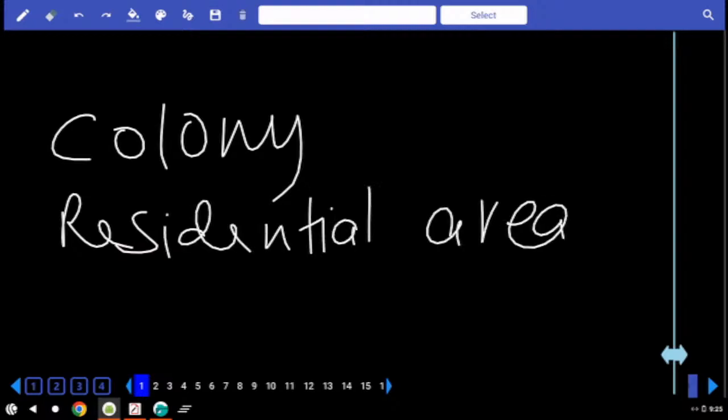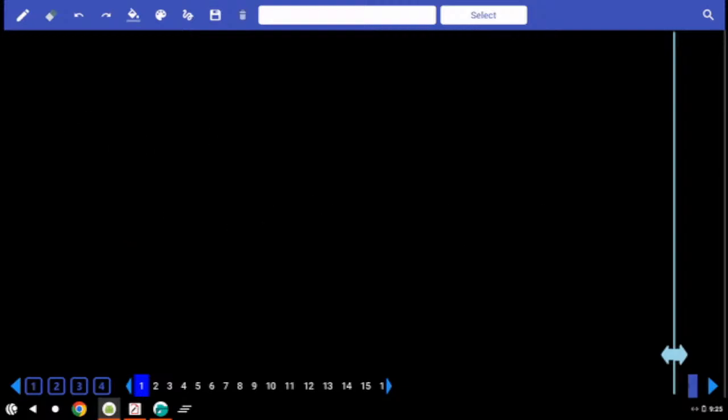These are the words we use. A colony, a residential area. But if you take American English, they don't use these words, they use the word neighborhood. Neighborhood is American English. And again, if you take these neighborhoods in the US, some are well developed.